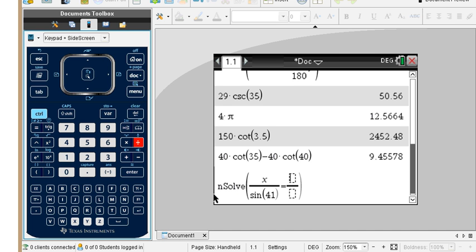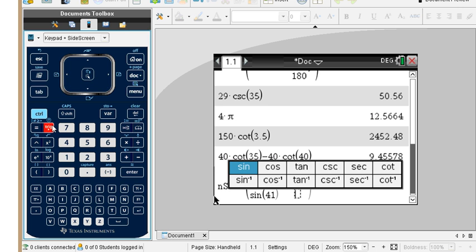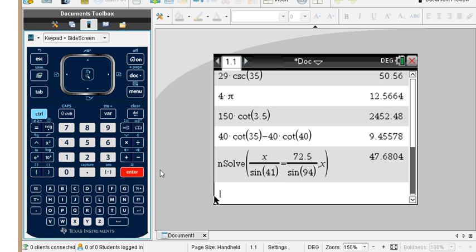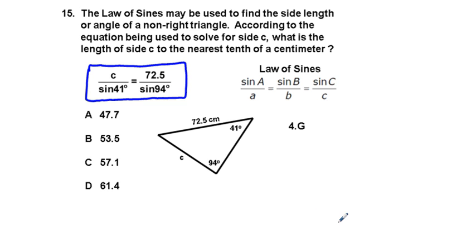So 2.5 over sine 94 degrees. And come here, press comma X, we should get 47.7. Okay, so 47.7, C, 47.7, which is answer choice A.